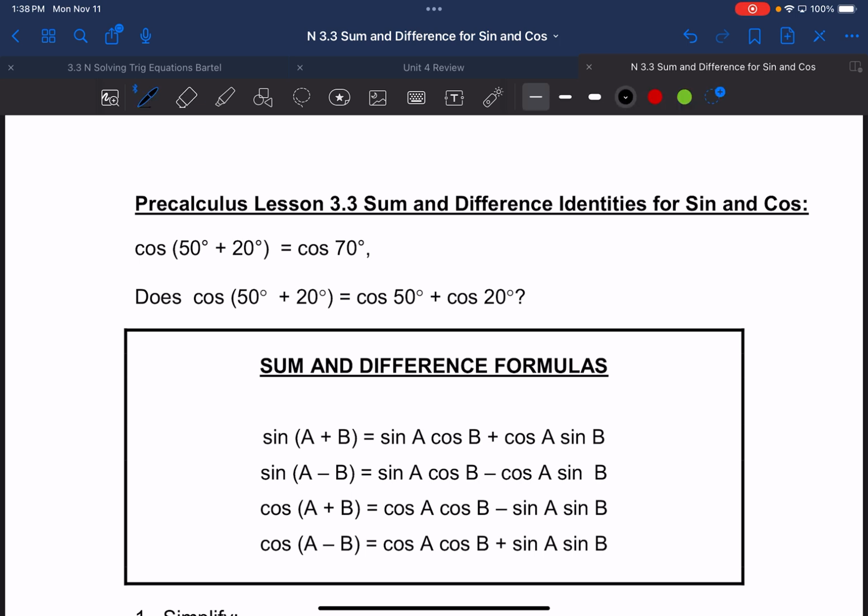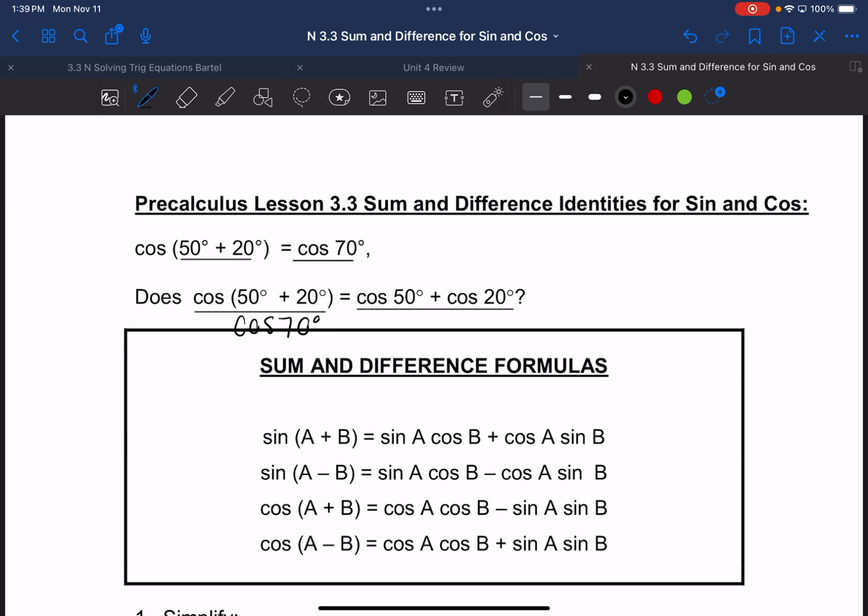Okay, so here it says that cosine of 50 plus 20 is equivalent to cosine of 70. Everyone agree with that? Looks like all they did was add those like terms in there, right? 50 plus 20 is 70. They ask, does cosine of 50 plus 20 equal the same thing as cosine of 50 plus cosine of 20? What do y'all think? No, probably not, right? Because this is cosine of 70 degrees, right?